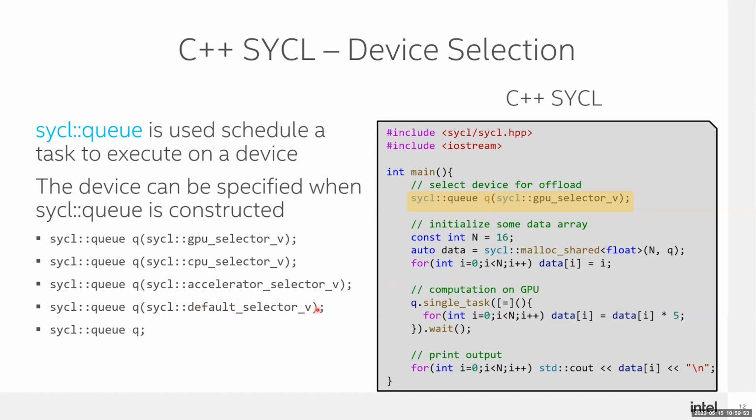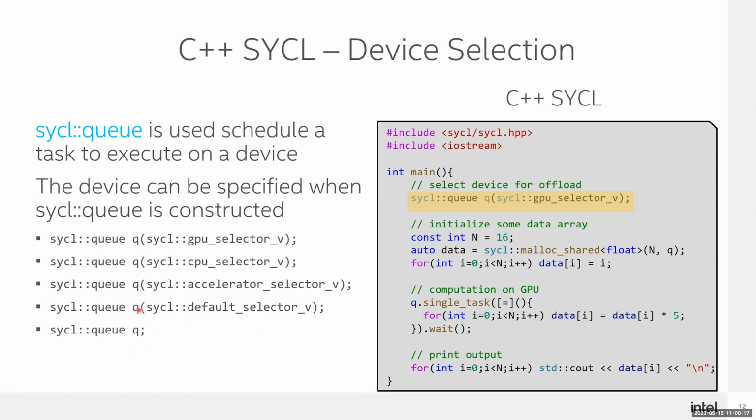So if you use default selector, then it will first attempt to run on a GPU. And if it finds a GPU, it runs on the GPU. If it does not find a GPU, then it falls back and runs on the CPU. So at least your code will be executed. It may not run as fast, but at least your code will execute without throwing any errors, right? So that's when you would use a default selector.